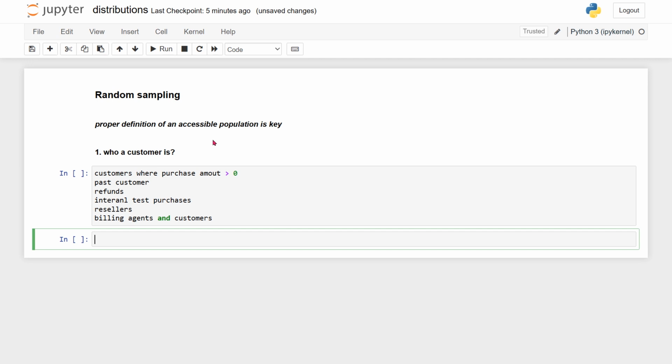Okay, so these are the things we will be considering. First we need to define who a customer is. For that we might select all customer records where purchase amount is greater than 0, first one. Then second one, do we include all past customers? And then third one, do we include refunds? Then internal test purchases, resellers, both billing agent and customer.